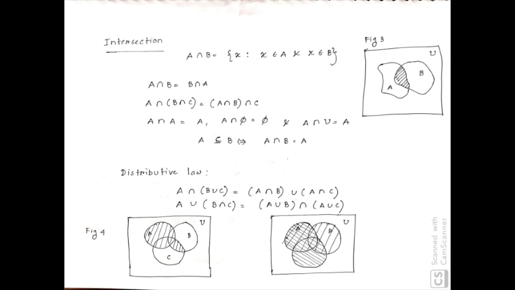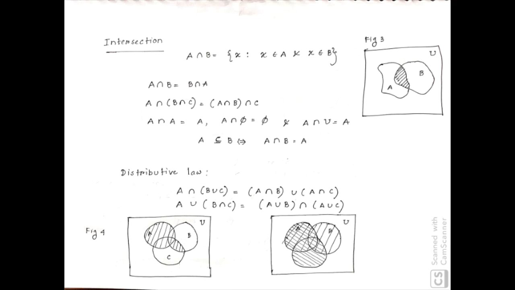The operation of forming intersections is also commutative and associative. That is, A intersection B is equal to B intersection A. And again, A intersection (B intersection C) is equal to (A intersection B) intersection C. So it has further properties. A intersection A is equal to A, A intersection phi, the null set, is again the null set, and A intersection U, the universal set, is equal to A itself.